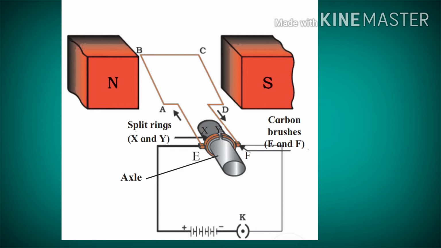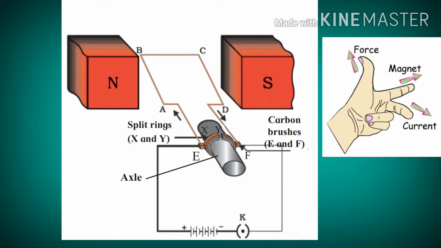When the circuit is completed and current flows in branch AB, that is from E, X, A, B, since the direction of magnetic field is from north to south, according to Fleming's left-hand rule, the force exerted on the loop AB is in downward direction, as your thumb will point downward. You can pause the video here, students, and try.